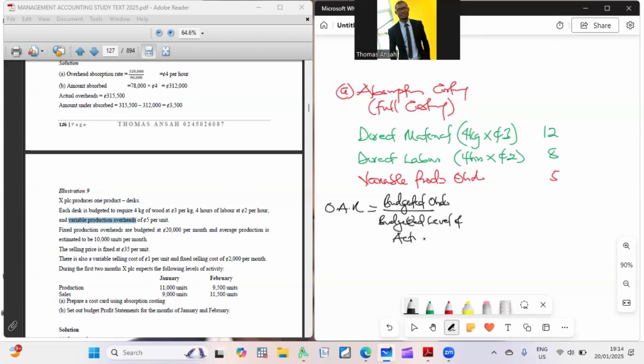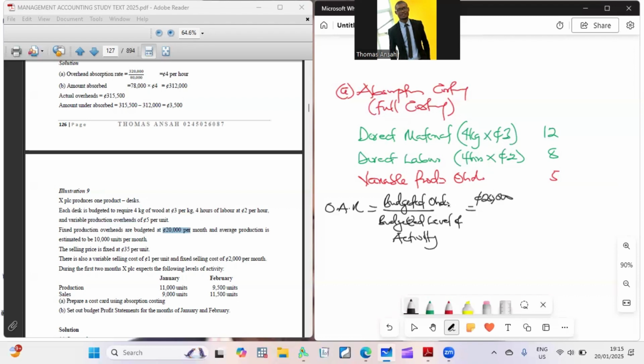So always check that. All right. So how are we going to do that? Read the question where it says that the fixed overhead is 20,000. So it means our budgeted overhead. So it is budgeted fixed, all right? Budgeted fixed overhead, which is 20,000 cedis.